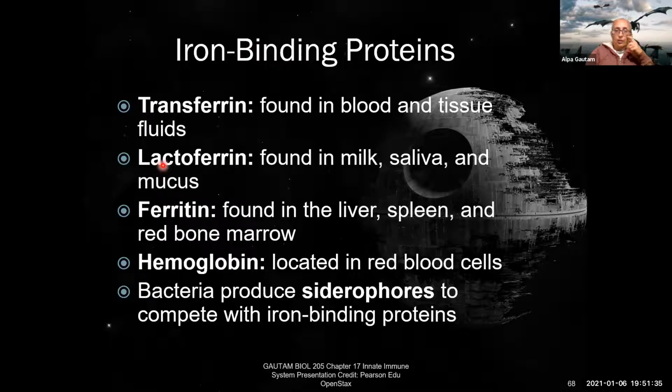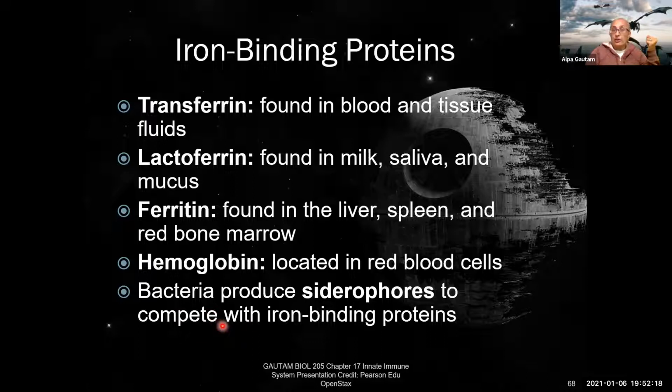Lactoferrin is found in milk, saliva, and mucus. Same thing. It is a molecule that binds iron. Ferritin is found within liver, spleen, and bone marrow. It sequesters iron, binds iron, because iron is very active, so it prevents iron from being available. Of course, hemoglobin, which is within our red blood cells, also binds up iron. So you notice that all of these molecules bind iron. So it's going to prevent pathogens that require iron from having access to iron within our body. So then they wouldn't be able to survive.